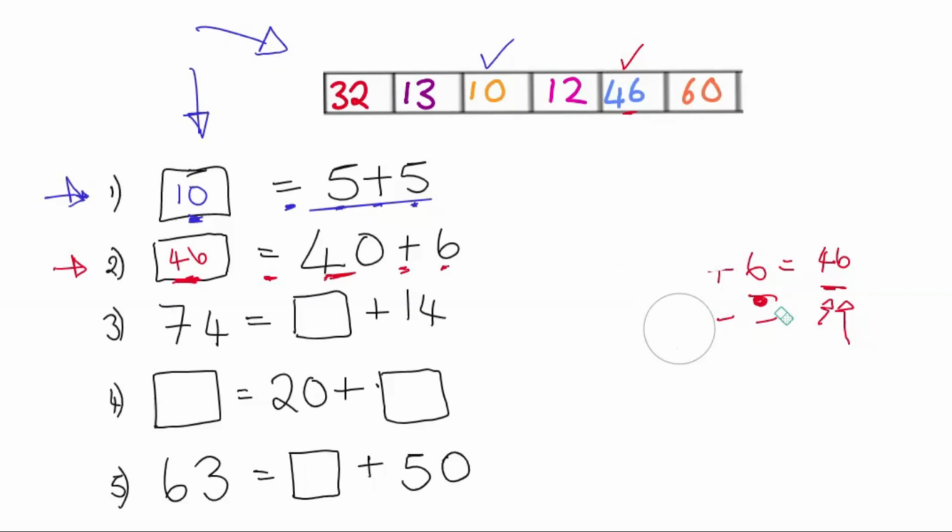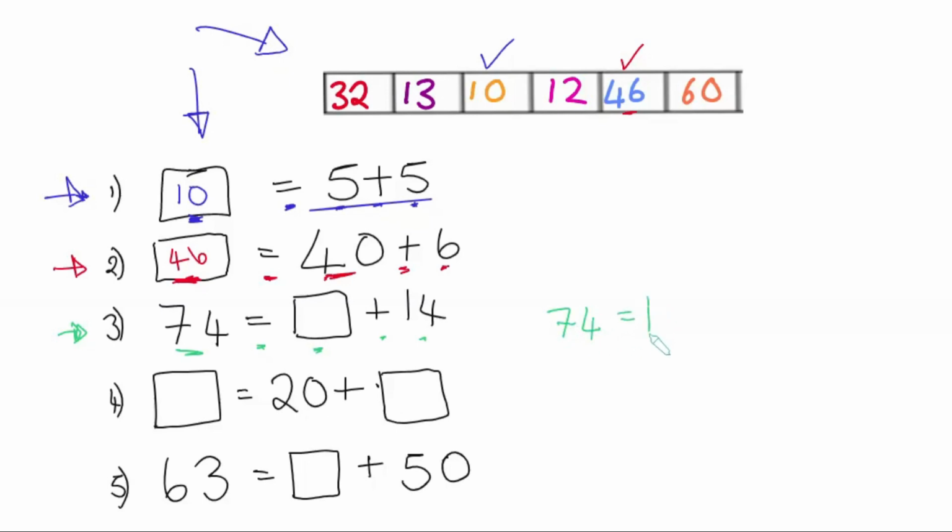Right, let's get rid of this, making some more space for ourselves. Okay, so we move on to the next one. The next one reads: 74 is the same as something plus 14. So we need to work out what the missing gap is. Let's write it over here so we can see it nice and large.